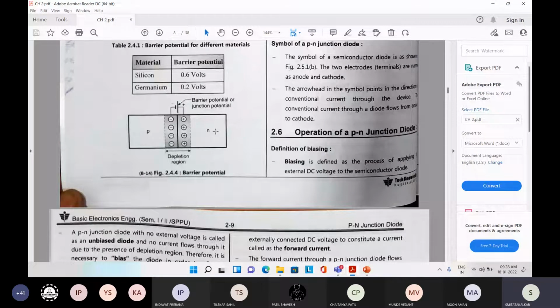In the formation of P and the formation of N, the P region creates holes, and the N region creates electrons. But how is the formation of a junction possible? The holes of the P region move to the N region, and the electrons of the N region move to the P region. After the formation of the junction, the N region gets a positive charge, and the P region gets a negative charge.